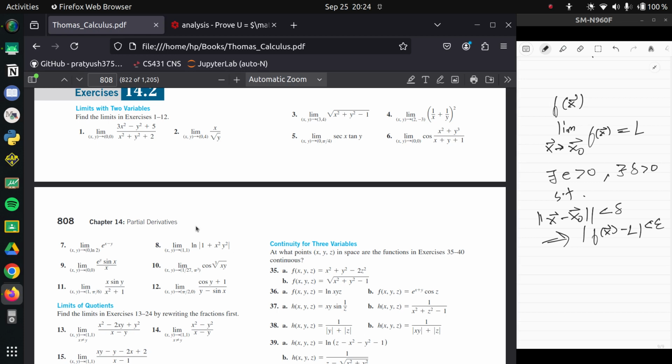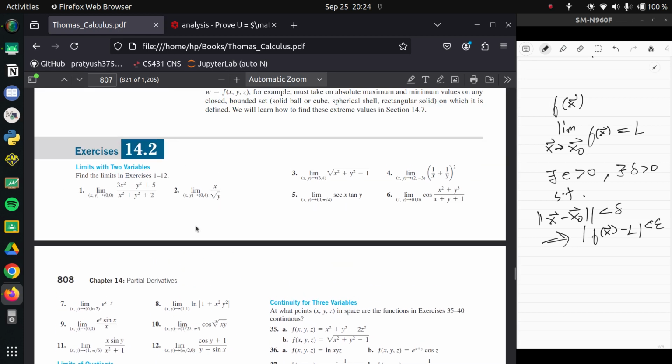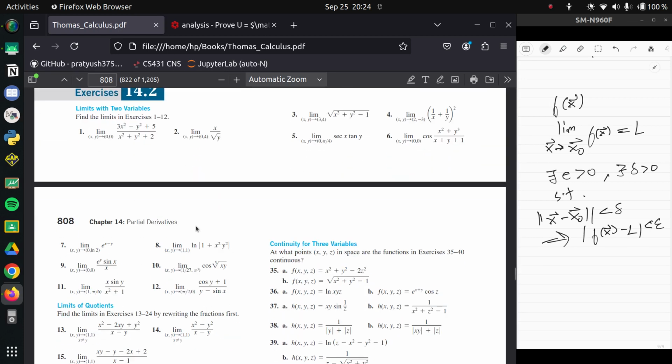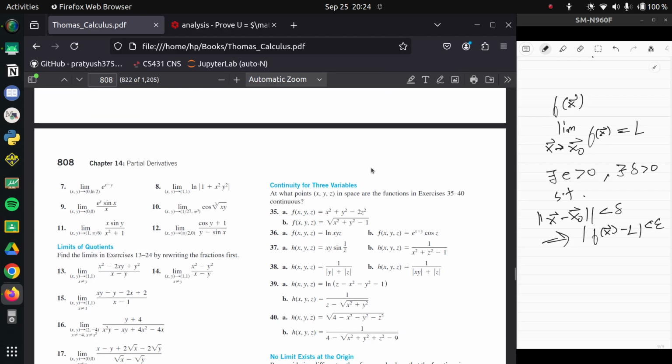Okay, limits of quotients. Oh, this also is simple stuff. Oh, come on, this is simple stuff. This is also very simple stuff. Once again, simple stuff and even more simple stuff. I'm not doing any of this.